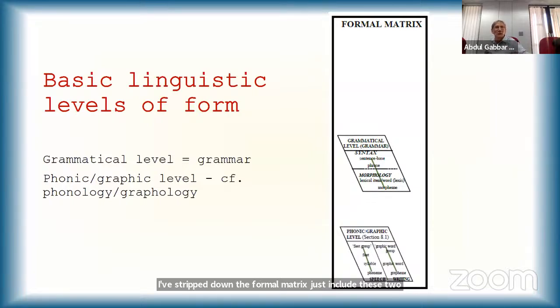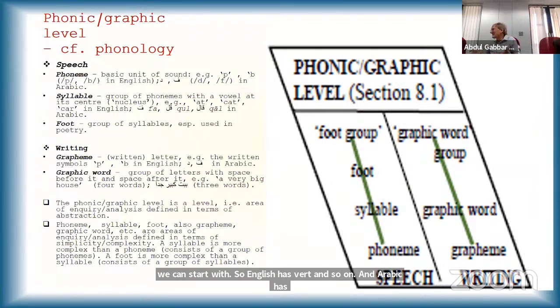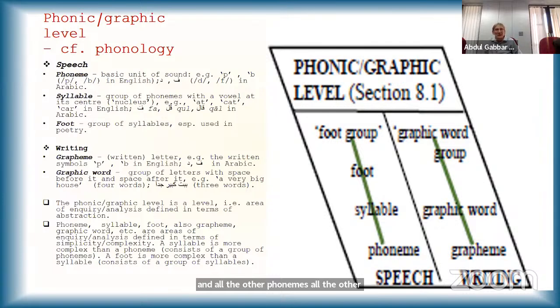And we can then start with the phonic graphic level. So you can think about speech and writing as two different but interrelated systems. So in speech, you've got the basic elements of sound, as people may well know. You've got the phonemes we can start with. So English has b and t and f and g and so on. And Arabic has similarly d and f and ha and ayn and all the other phonemes, all the other huruf in that sense that they're traditionally referred to in grammar, in Arabic nahu rather.